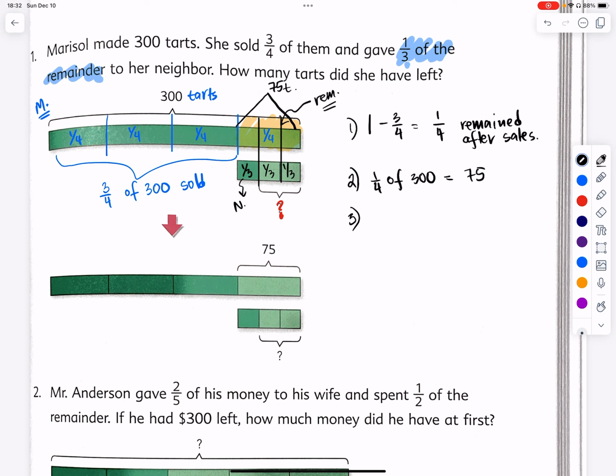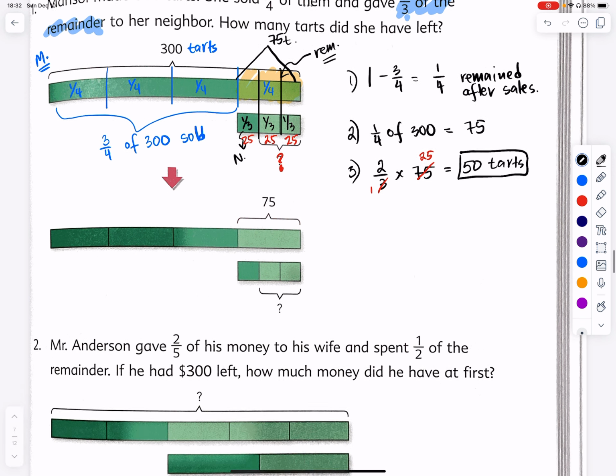1/3 was given to the neighbor, which means 2/3 were kept. What is 2/3 of 75? Let's go. That's a fraction times mixed number. Let's simplify before we multiply. 1 unit, right? This is 25, 25, 25. And of course, 2 of those units Marisol kept, which means she kept 50 tarts. She kept 50 tarts to herself, okay? And that is the answer to problem number 1.